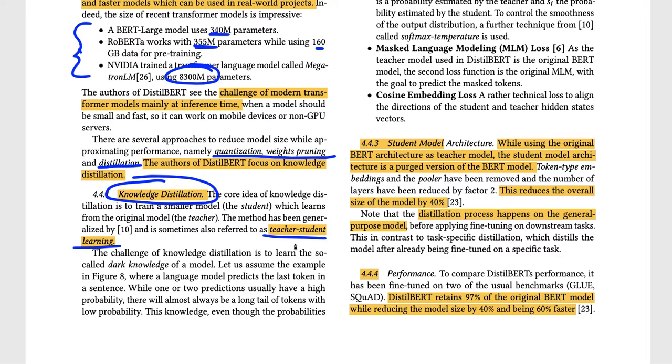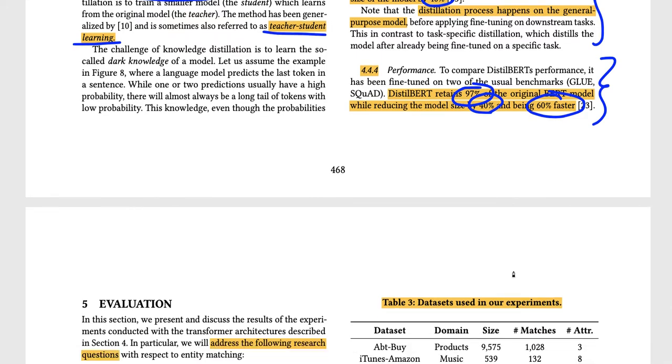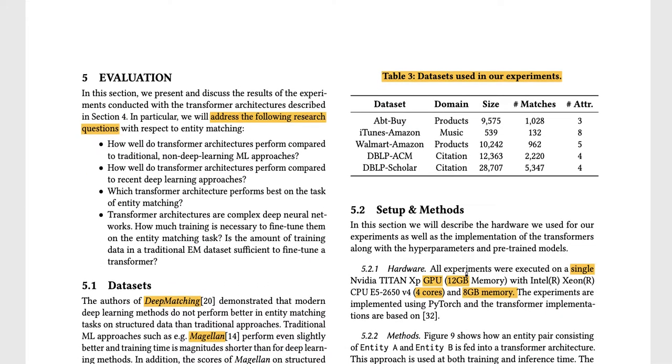Now one more aspect is that they purged the token type embeddings and the pooler, and this reduced the model size by 40%. So that is another aspect of the student-teacher model. Doing all this, DistilBERT retains 97% of the BERT model while reducing the size by 40% and being 60% faster. So net, this summarizes that DistilBERT was able to achieve what it was supposed to do.